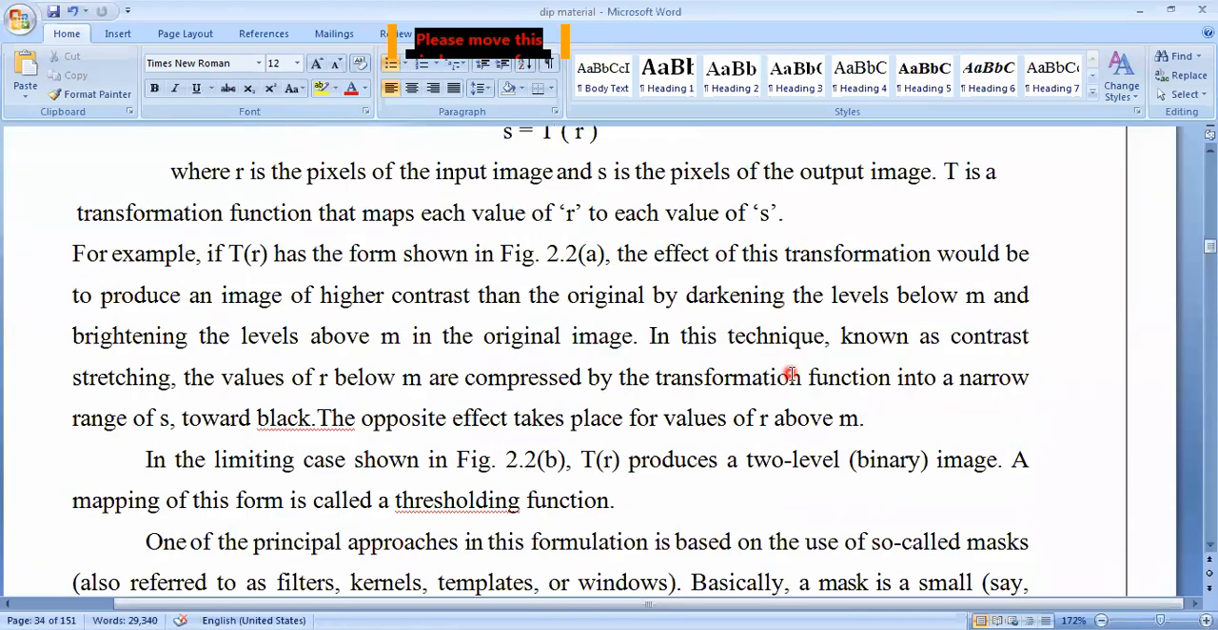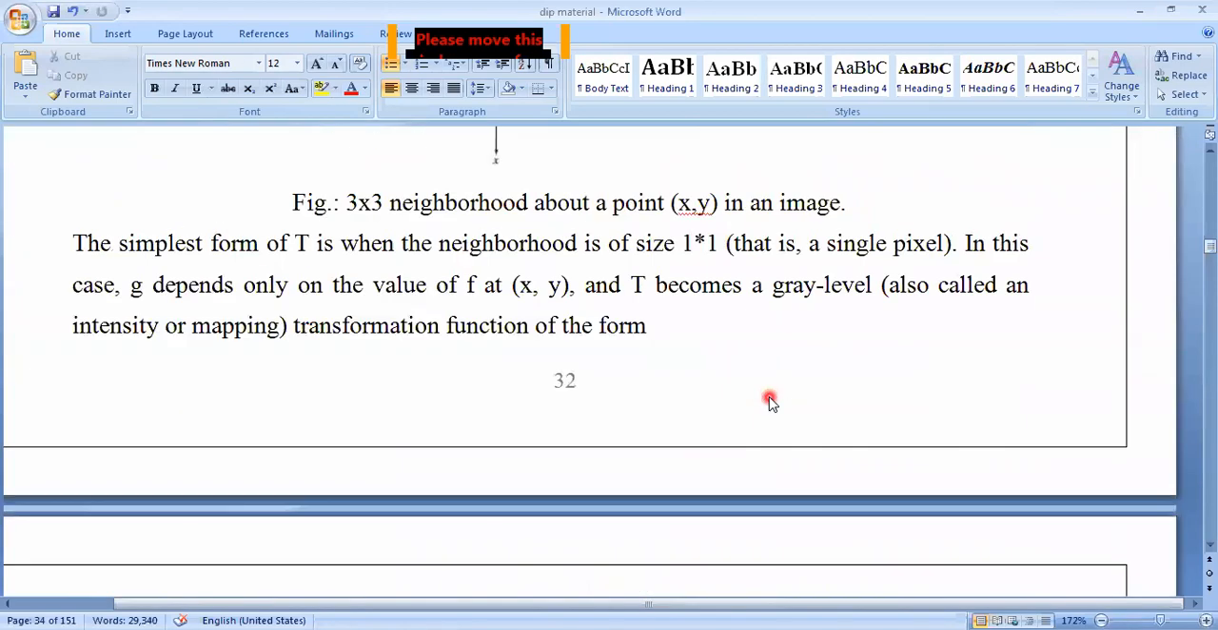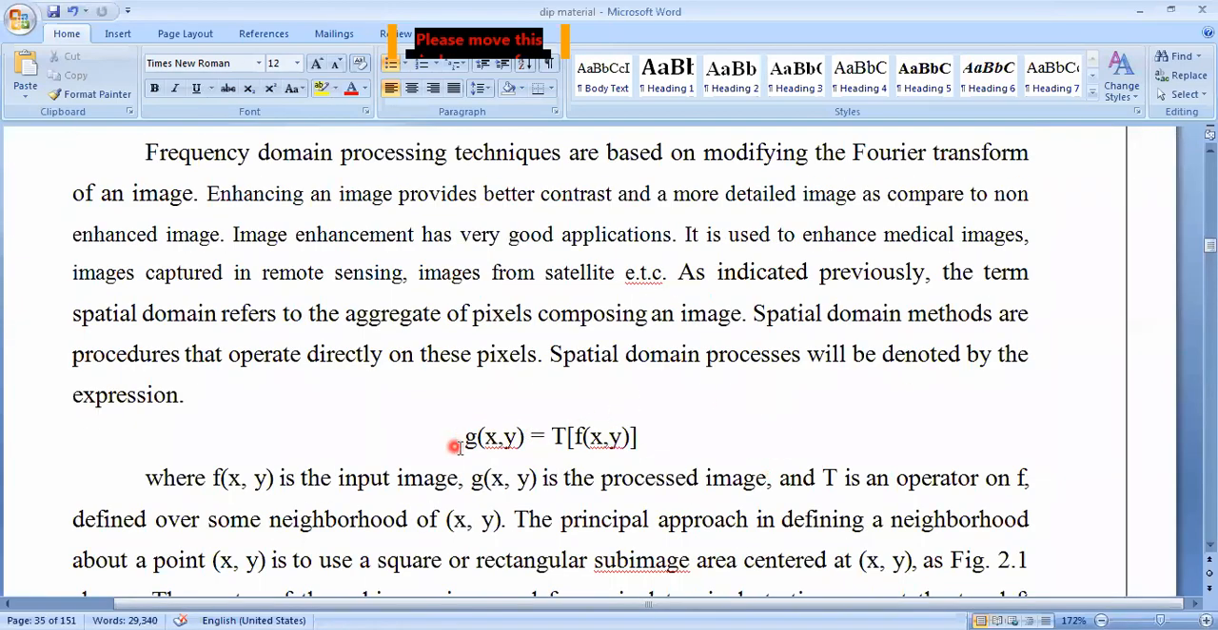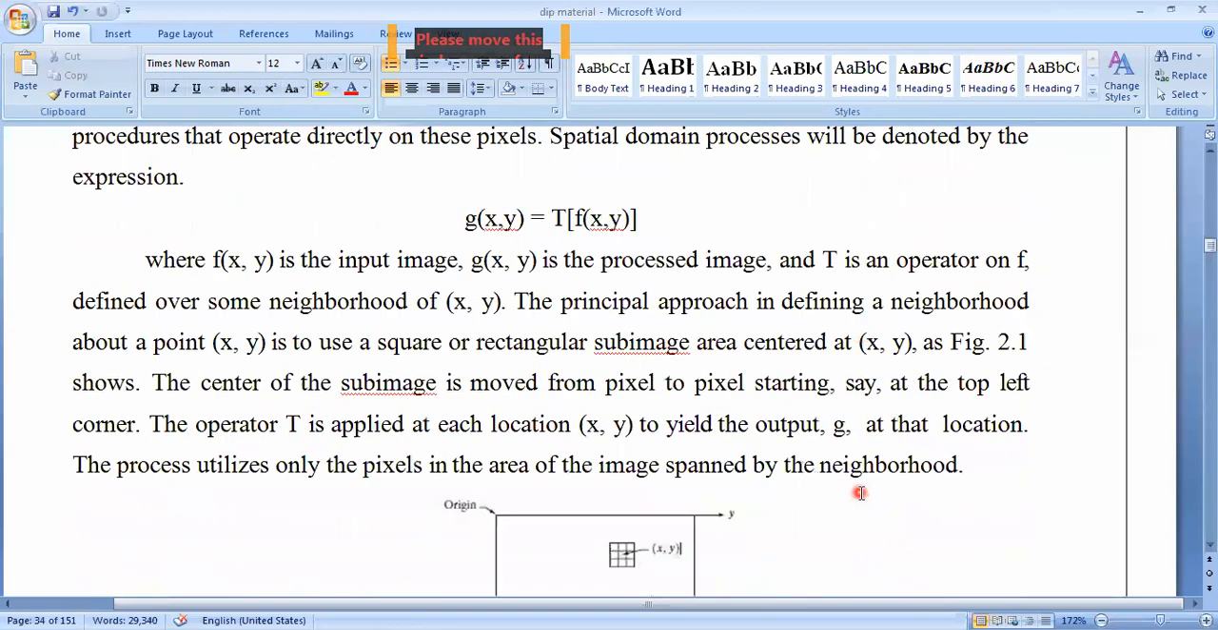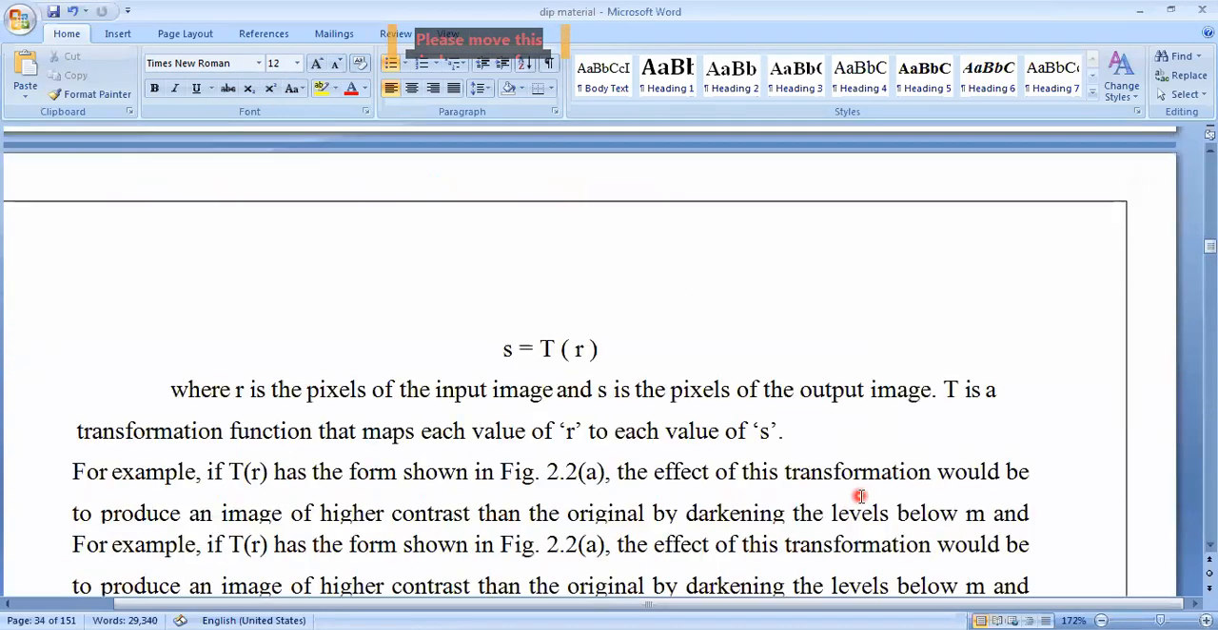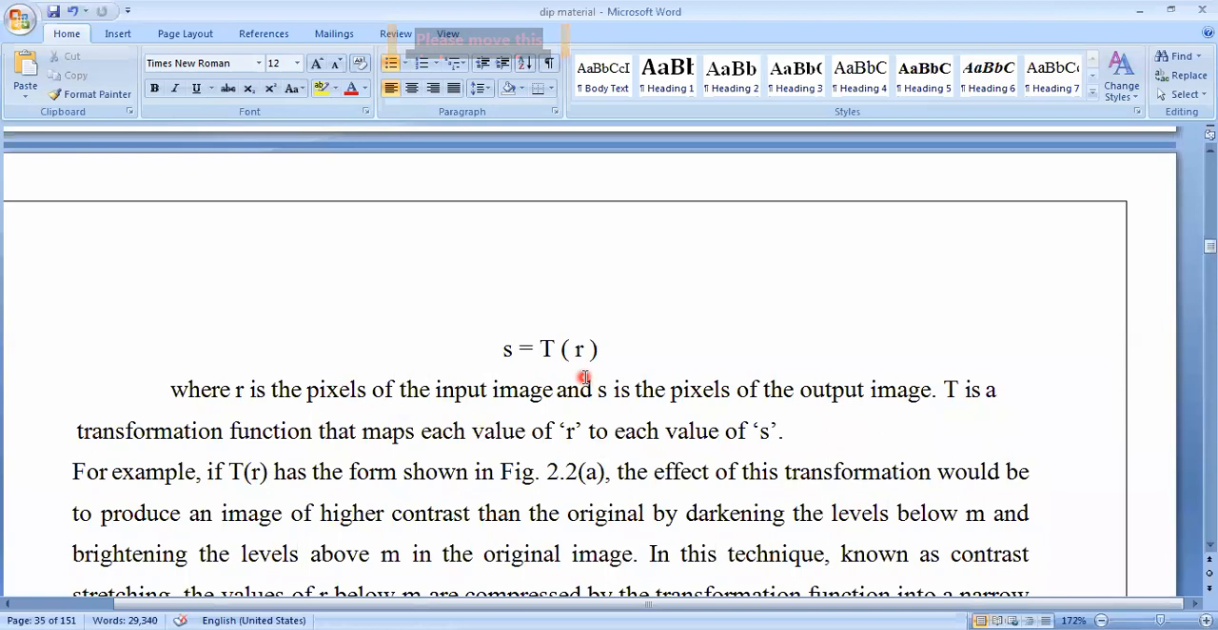Okay, now another way of representation. g of x comma y is equal to transformation of f of x comma y. Instead of representing this as x comma y, we can represent s is equal to transformation of r. Here, what is this r? Gray level values in the input image. So in our standard image, what is the range of gray level values?